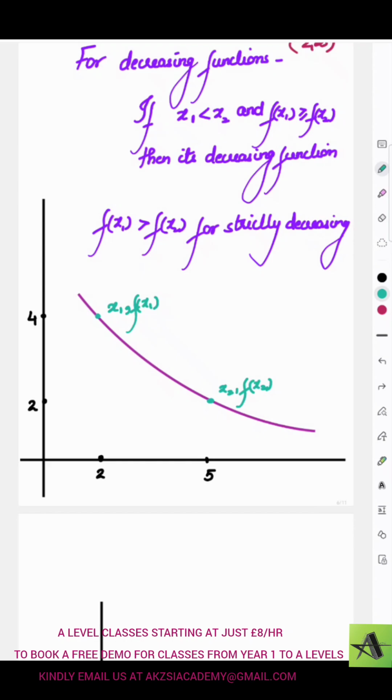Another way of understanding the decreasing function is through f dash x. If f dash x is less than or equal to 0, then this is called a decreasing function, whereas if f dash x is less than 0, it's a strictly decreasing function. We are not considering f dash x equals 0 at all. That means the stationary point where the function is neither increasing nor decreasing is not taken into consideration, and it's strictly decreasing throughout. So such functions are called decreasing functions.